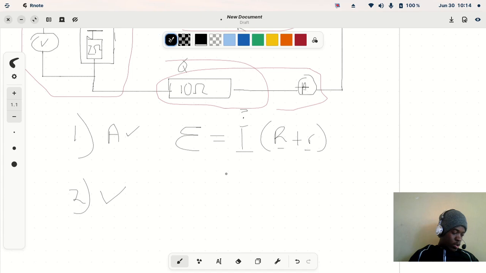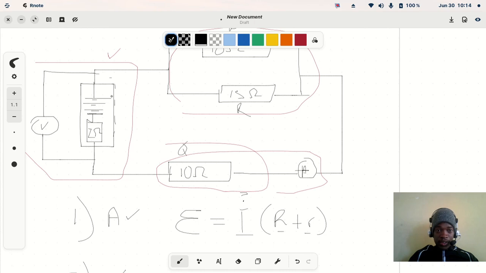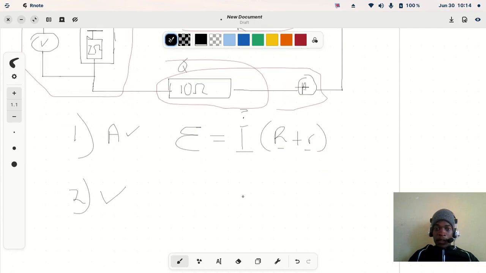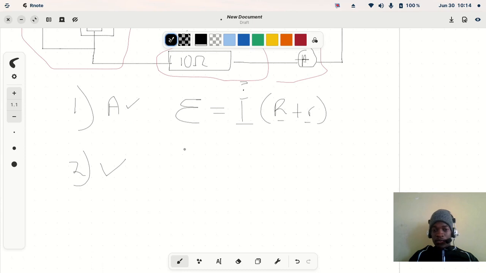We were not given that. Oh, I did not write down that voltage. Oh yes, this is 6 volts. I forgot to write that down. It's 6 volts. So now that we know the reading is 6 volts there, meaning our EMF is 6 volts. Then we are looking for the current essentially.